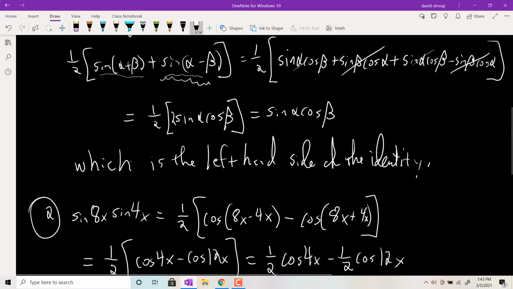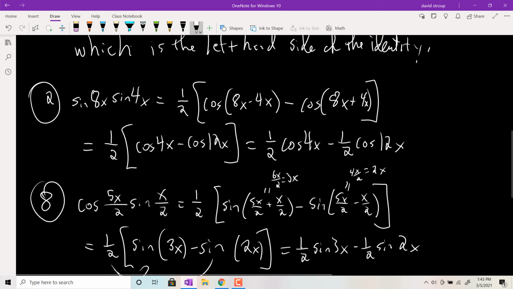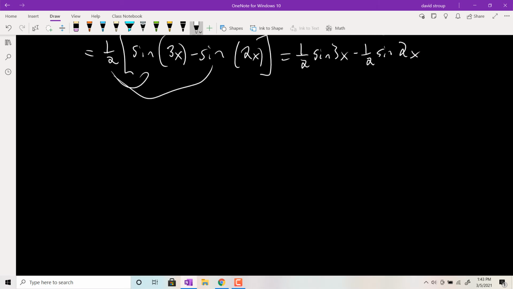So those are the product to sums. Now we want to look at the sum of the products. So section 2. I probably should have written these out beforehand.